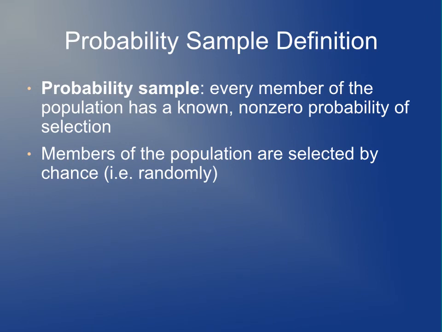And the best type of sampling is what's called probability sampling or random sampling, in which every member of the population has a known non-zero probability of selection. Members of the population are selected by chance. Normally, in most simple situations, you'll just give an equal probability to everyone, so everyone has an equal chance of being selected.